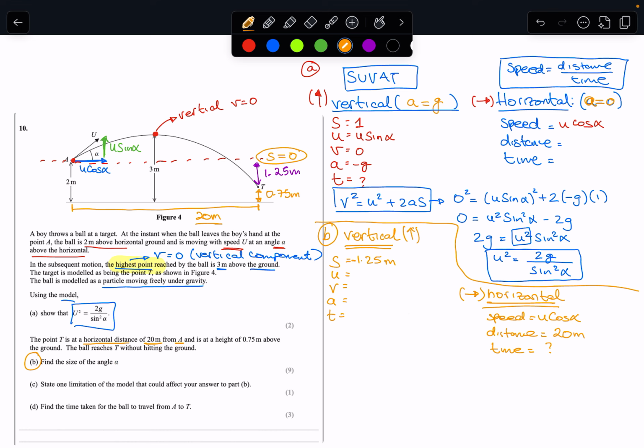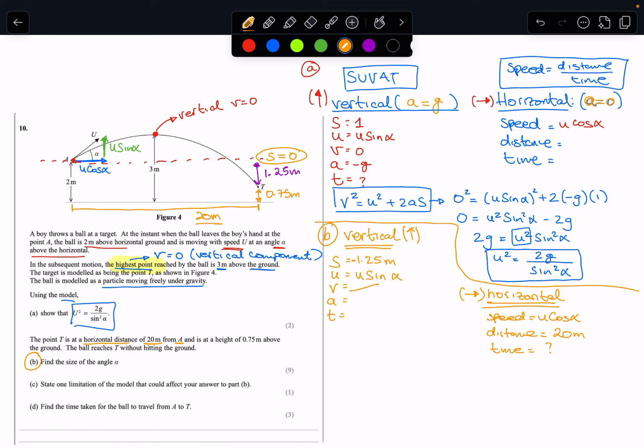So in this case, my u is pointing upwards, so therefore that'll be positive u sine alpha. What is my v? Again, I'm not sure what my v is. I'm going to put a dash there because it has not been given, and I probably won't have to calculate it, but let's see. What is my acceleration? My acceleration, again, is gravity.